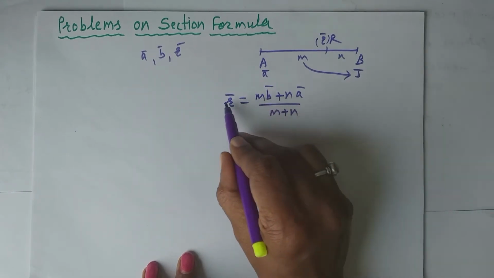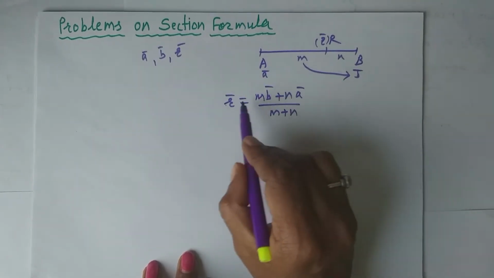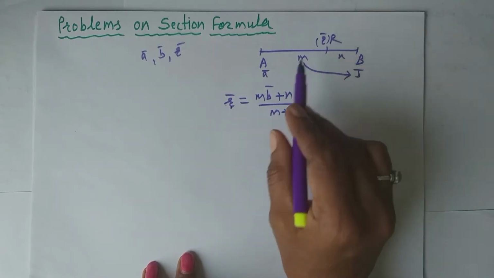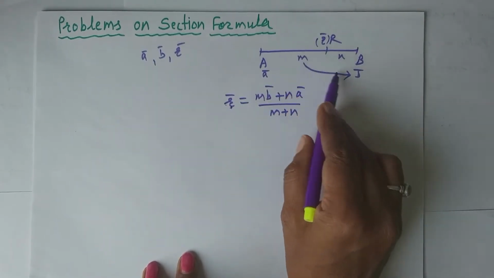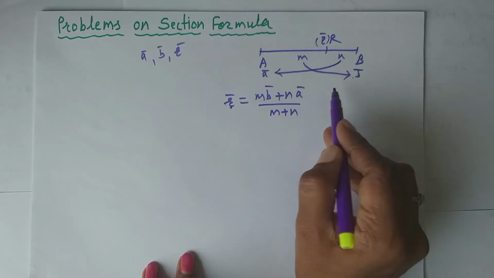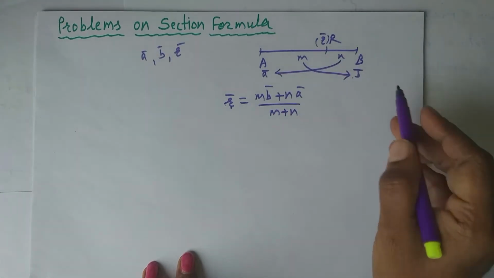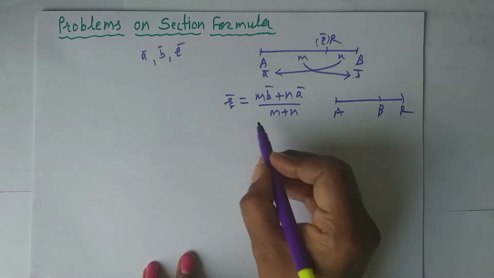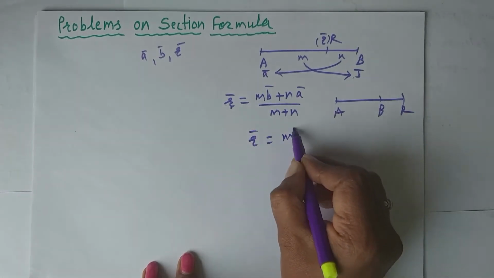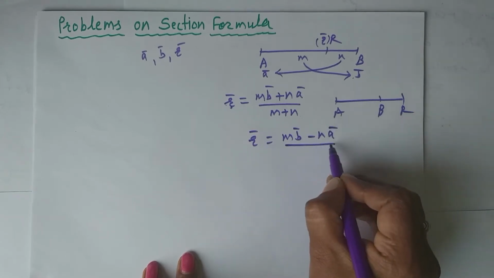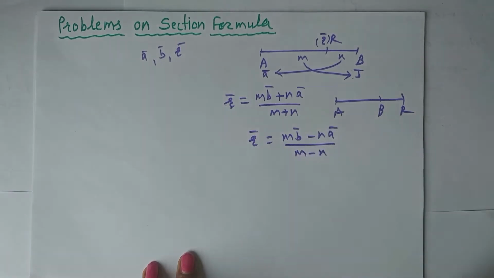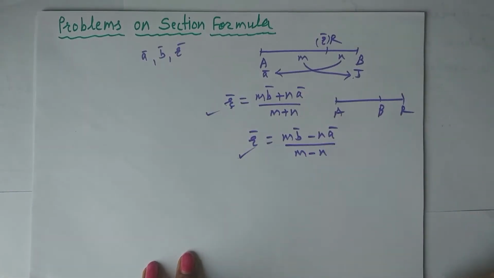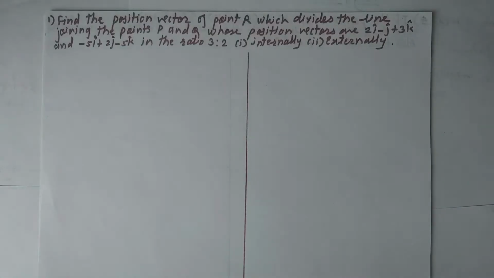See the formula. R divides AB internally in the ratio m is to n. Therefore, the position vector of this point R bar is equal to m b bar plus n a bar, divided by m plus n. You remember this. And if R divides AB externally, then for the external division, only keep the minus sign instead of the plus sign. This is the formula for internal division and this is for external division.